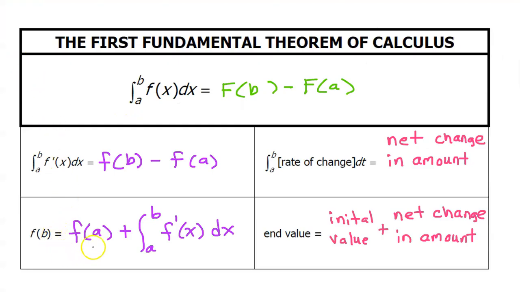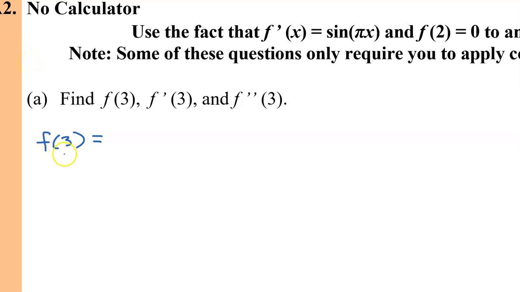I think we can use this new form of the first fundamental theorem of calculus to find f at 3. Let's look at it as the end value equals the initial value plus the net change. So f at 3 will be the end value. Let's treat f at 2 as the initial value. Then the net change in value will be the integral of f prime. We will integrate from 2 to 3 because f at 2 is the initial value and f at 3 is the end value.